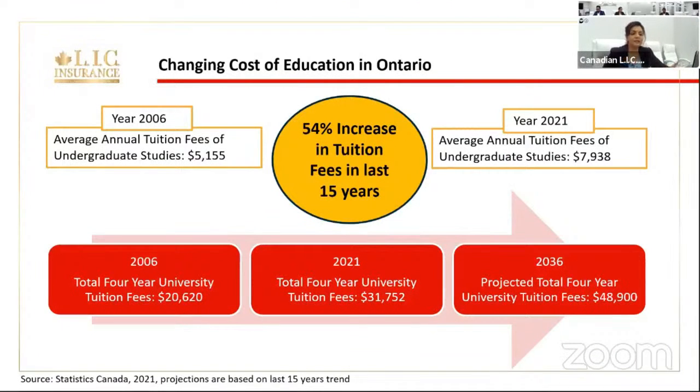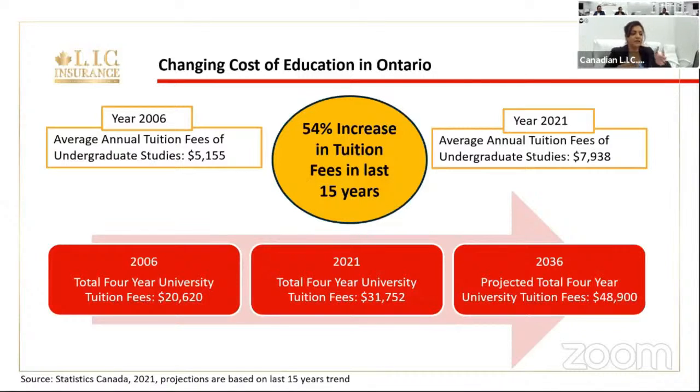So you were talking about the last year's change in cost. Let's take a 15-year window. If we go 15 years back, in 2006, the annual graduation tuition fee for undergraduate was $5,000. But today it is around $8,000, right?